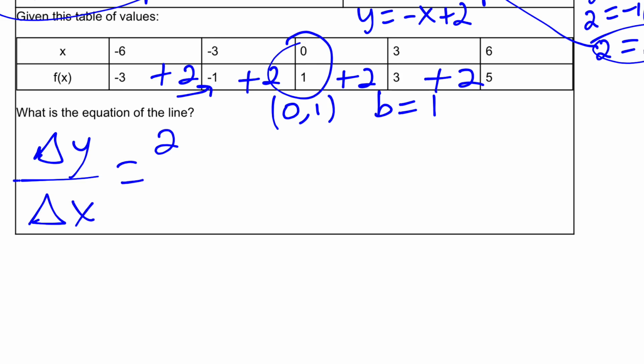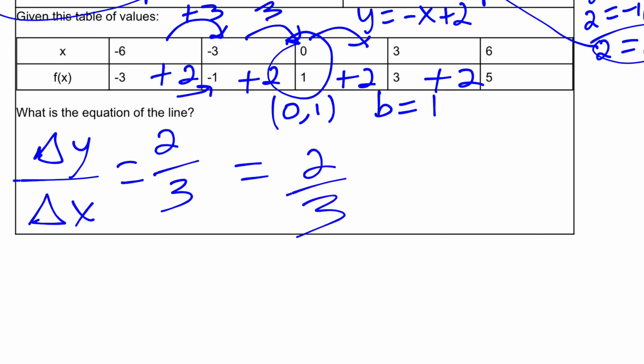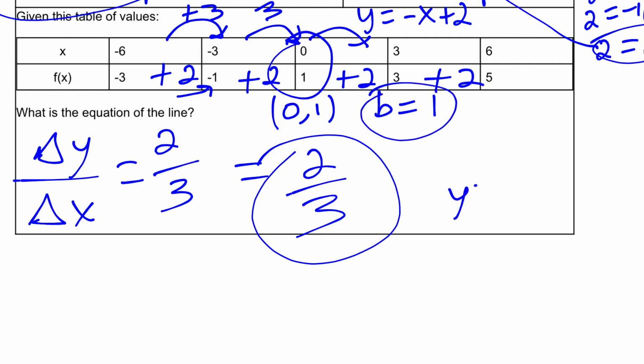What about the change in x? I'm going, not counting by 1s, I'm counting by 3s each time. So my slope here is going to be 2/3. If I want to put it all together, I have y is equal to 2/3 x plus 1.